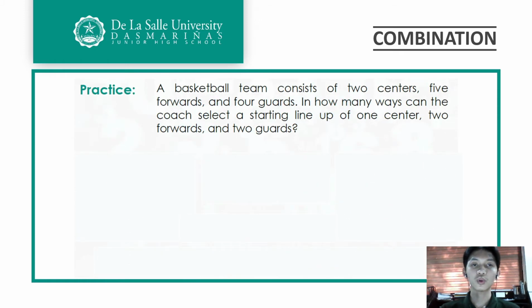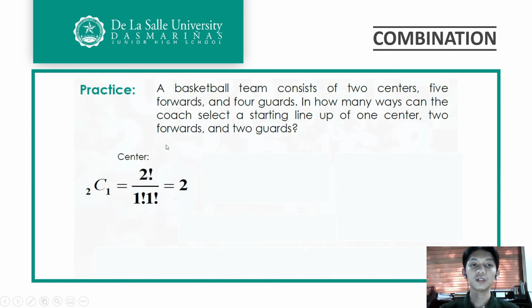Now you may try this on your own. A basketball team consists of 2 centers, 5 forwards, and 4 guards. In how many ways can the coach select a starting lineup of 1 center, 2 forwards, and 2 guards? Now first thing, you may consider dealing with the center position first, then the forward position, then the guard position.